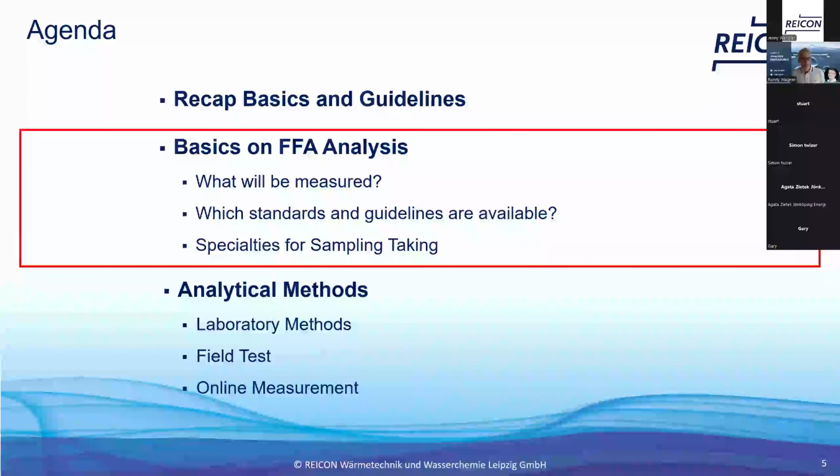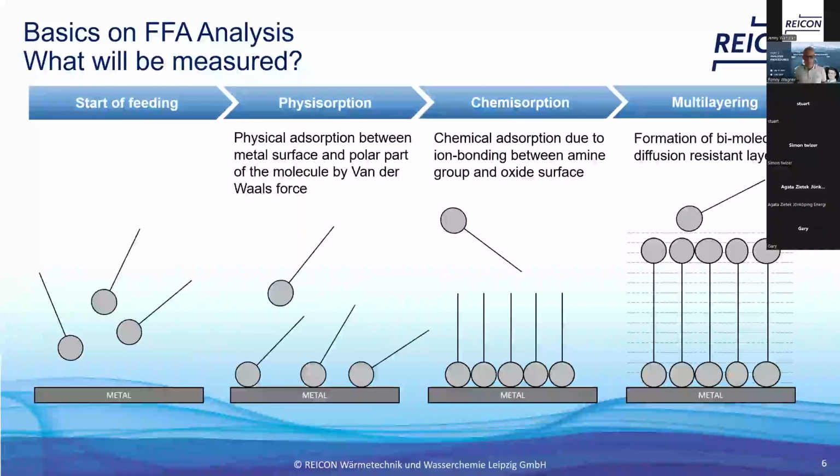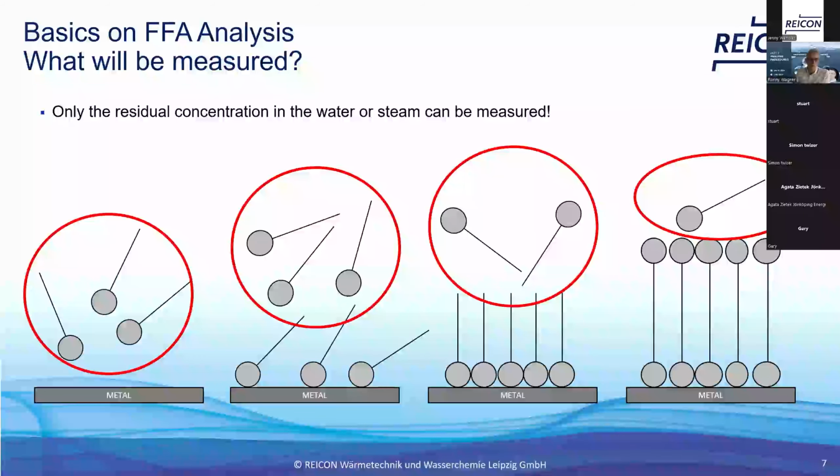Okay, let's start with the topic of today, about the FFA analysis. Maybe you remember this graphic from the last webinar. So it shows the several steps of film formation when you start dosing. And what is important to know is that when we measure film-forming amines, we can only measure the residual concentration. So we do not know how much is on the surface. We can just look how much free FFA is available in the system.